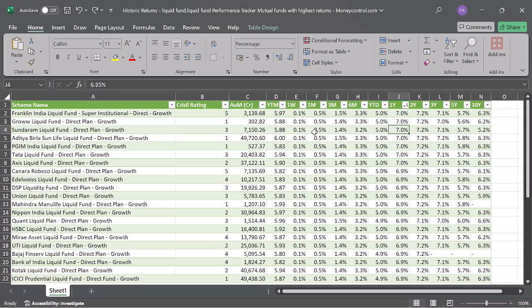Franklin India Liquid Fund. Okay, how much? 7%. So that means this fund has given almost 7% return in a 1 year time frame. If you put your money in a savings account, how much do you get? 2 to 3%. But if you invest your money in a liquid fund, you get almost 7%. Let's look at 3 months or 6 months.